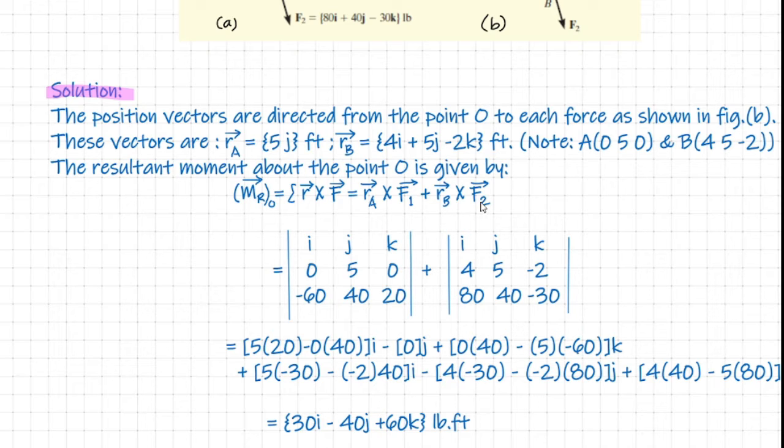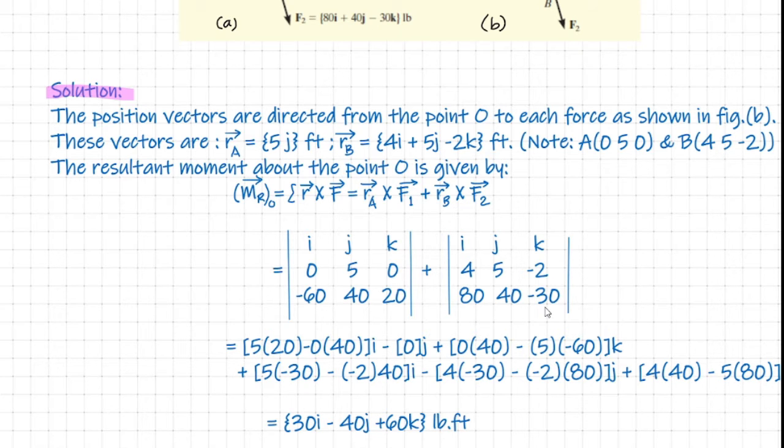The second term can be represented by another determinant, written as i, j, k, and the second row will be the corresponding position vector, which we know is 4, 5 and -2, and the force F2 is already given as 80i + 40j - 30k.